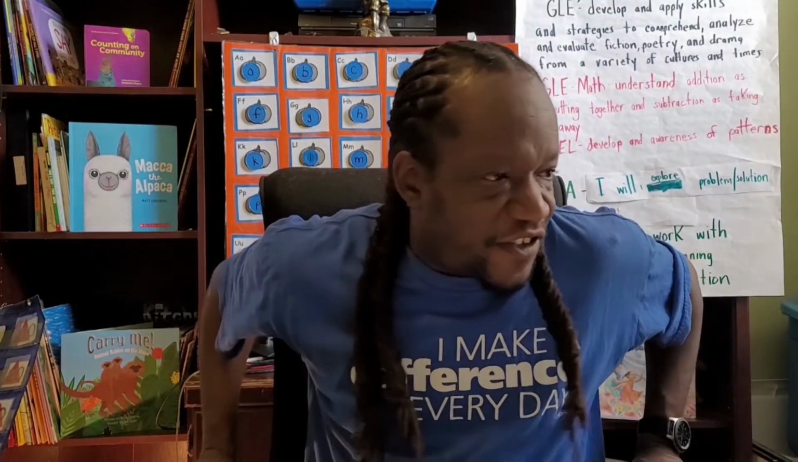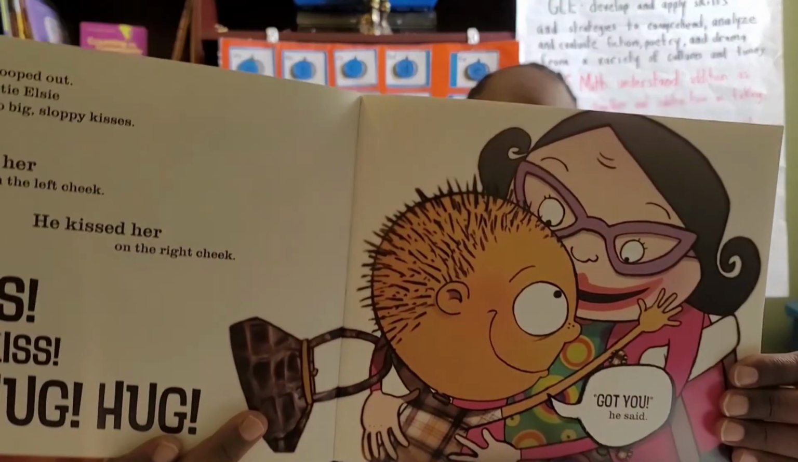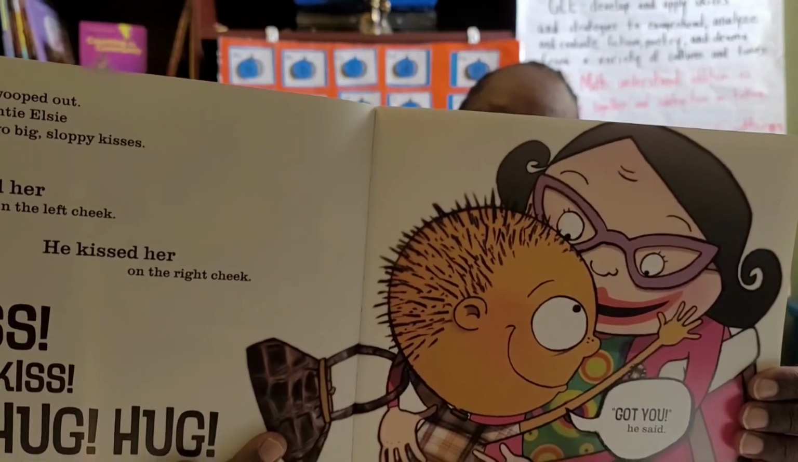Andy's arm swooped out. He grabbed Auntie Elsie and gave her two big sloppy kisses. He kissed her on her left cheek. Mwah! He kissed her on the right cheek. Mwah! Kiss, kiss, hug, hug. Got you, he said. And that was the end of the story.